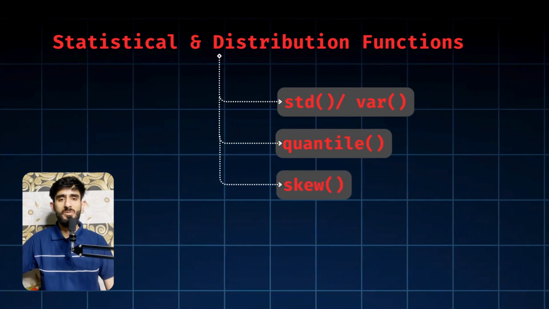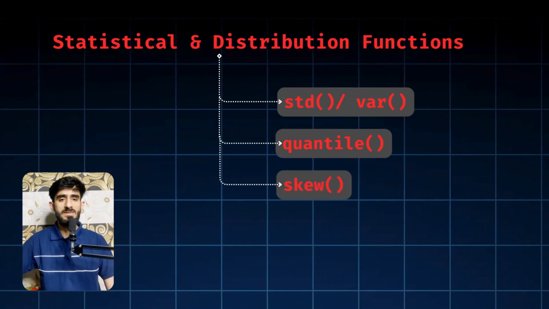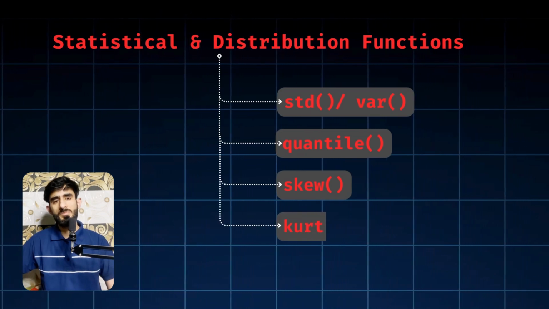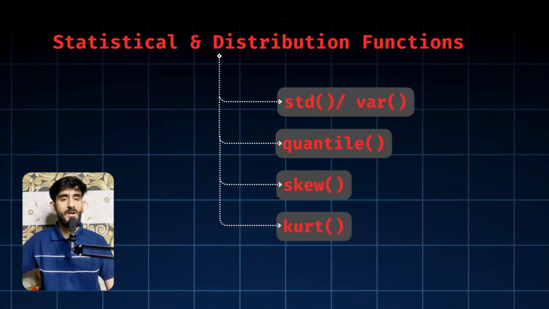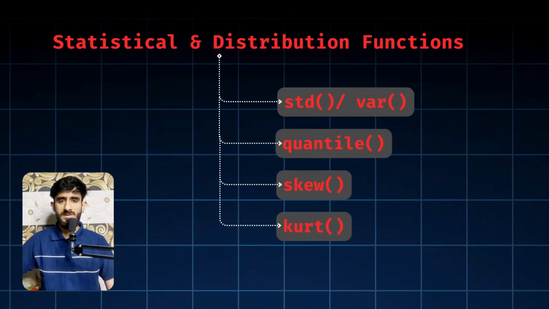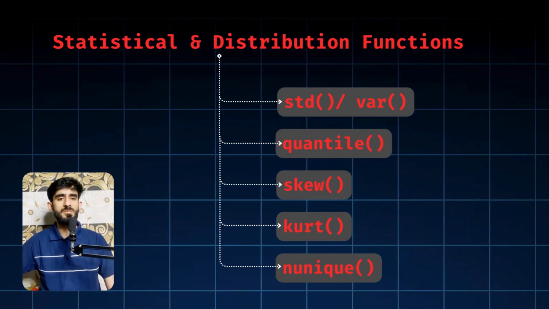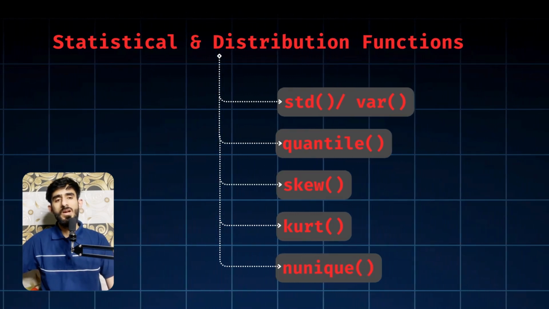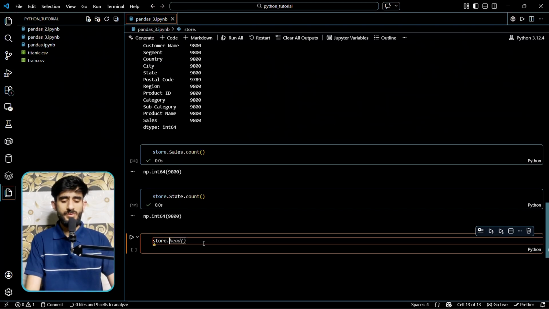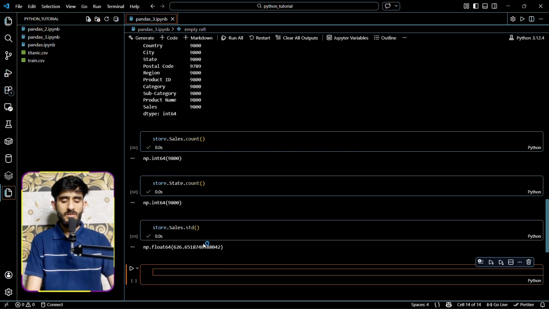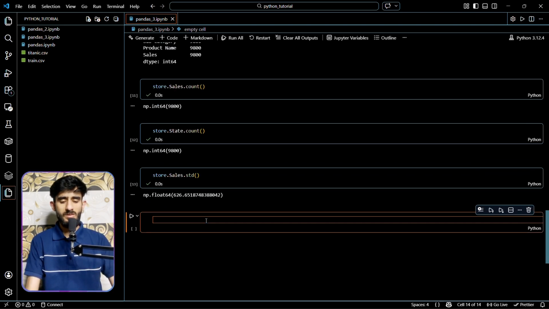Then we have skew, which tells us if the data leans more to one side. We have the kurtosis function, which measures how peaked or flat our data distribution is. Then we have unique, which tells us how many unique items are in a column. These are statistical and distribution functions. Store.sales.std to get the standard deviation of our sales column.